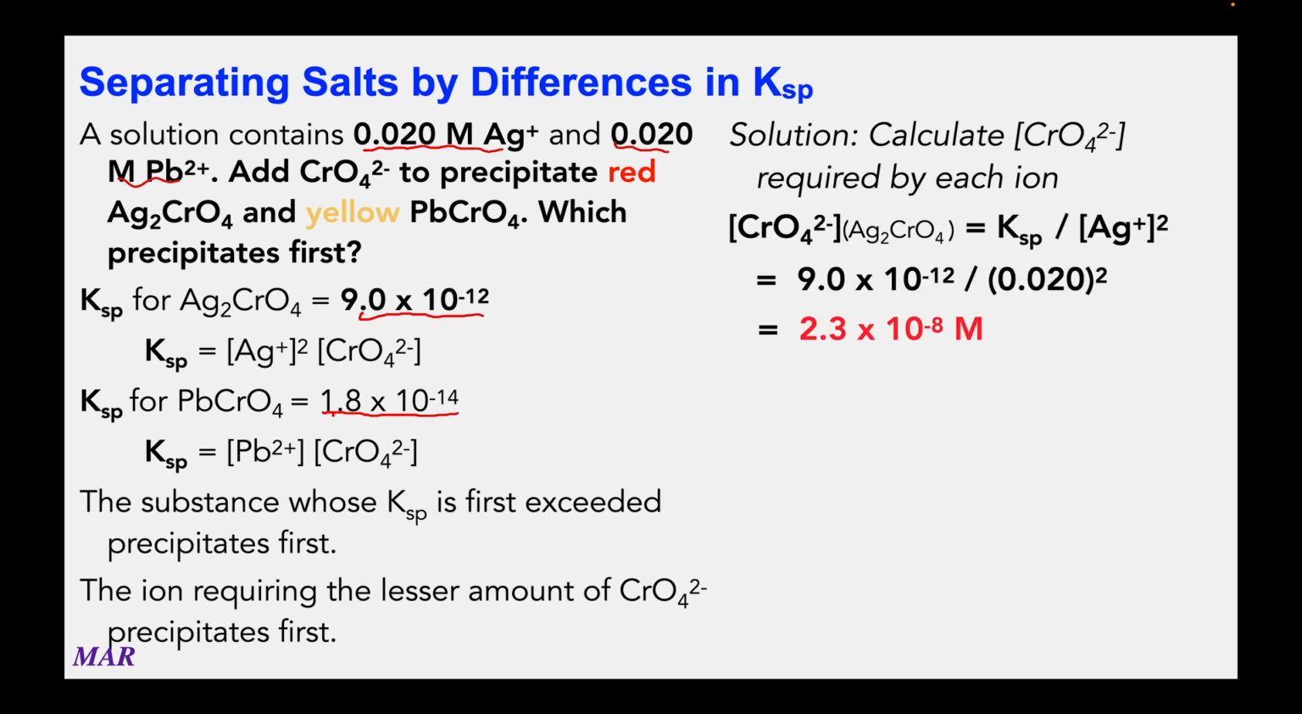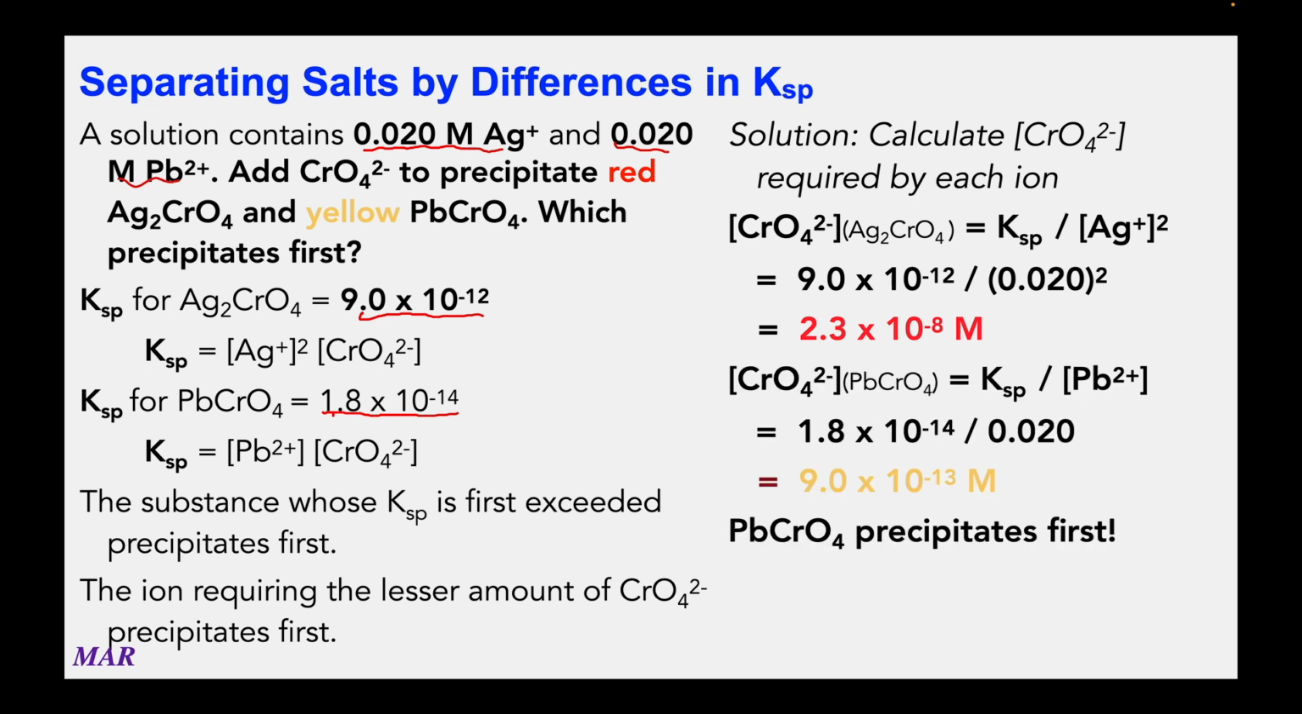So for the silver chromate, when you want to find the chromate, that's going to equal the KSP divided by the silver ion squared. And you can see that number comes out to be 2.3 times 10 to the minus 8th moles per liter. And that's an important number we'll come back to here in a little bit. But it doesn't seem to be a very big number, so that's kind of neat.